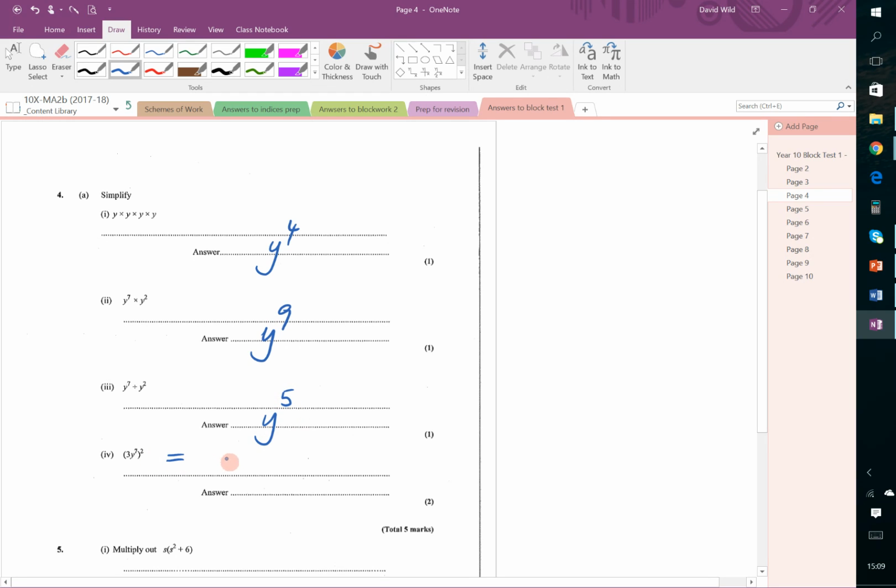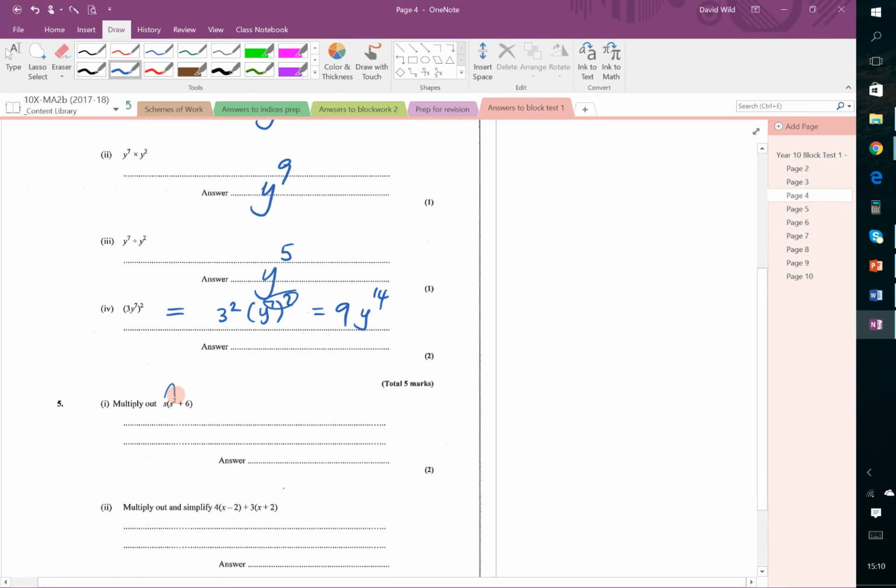Now, here we multiply this out. So this is 3 squared times y to the 7 squared. 3 squared is 9, not 6. And we multiply these to give y to the 14. 9y to the 14, not y to the 9. We need to multiply these together.